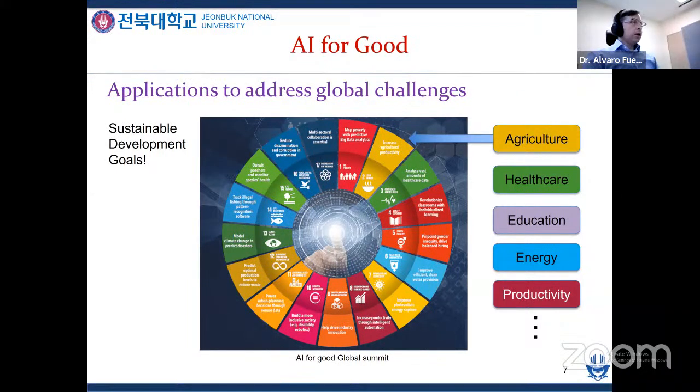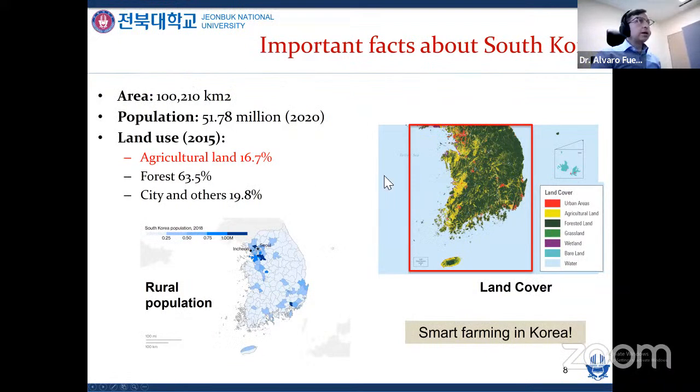Given that background, I'll give some important facts about South Korea and why we started this project around the year 2015. Korea is a small country, but the population is about 51, 52 million as of 2020. In terms of land use, as this is a densely populated country, only 16.7% is agricultural land. It's mainly covered by forests and cities as well.